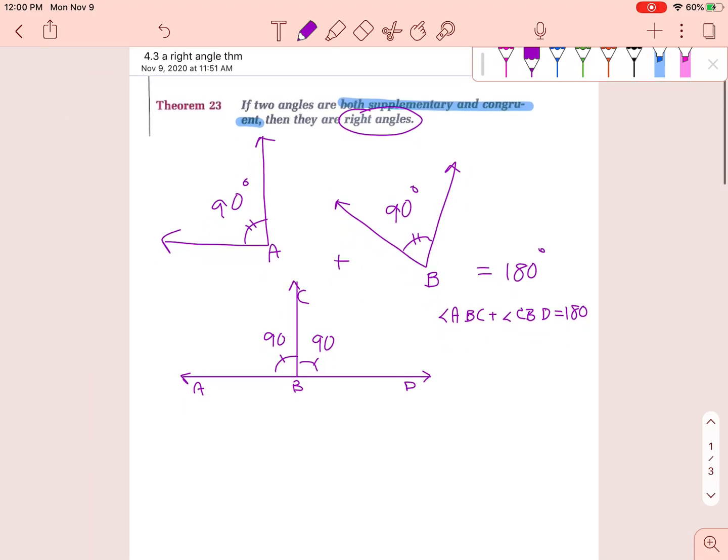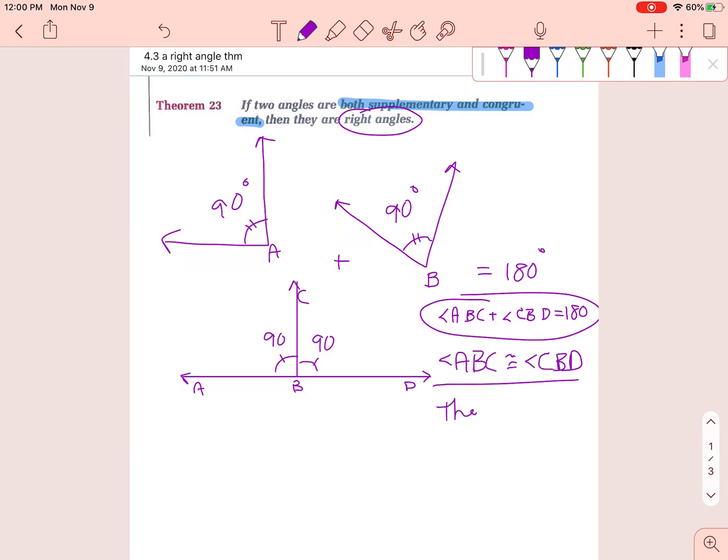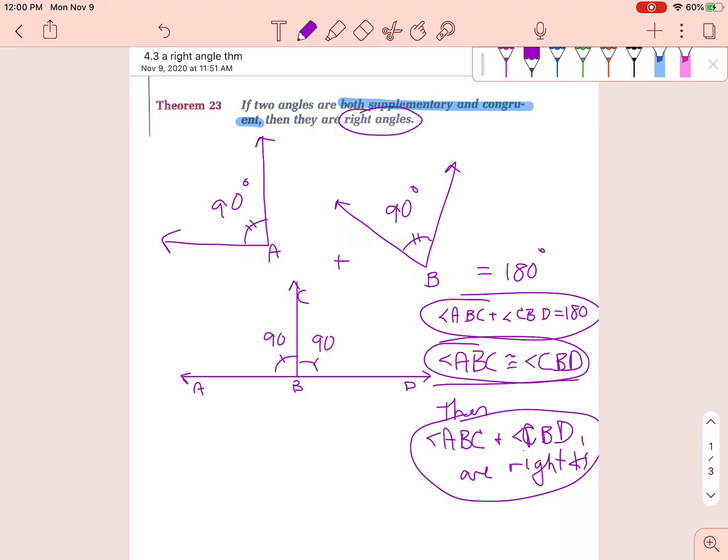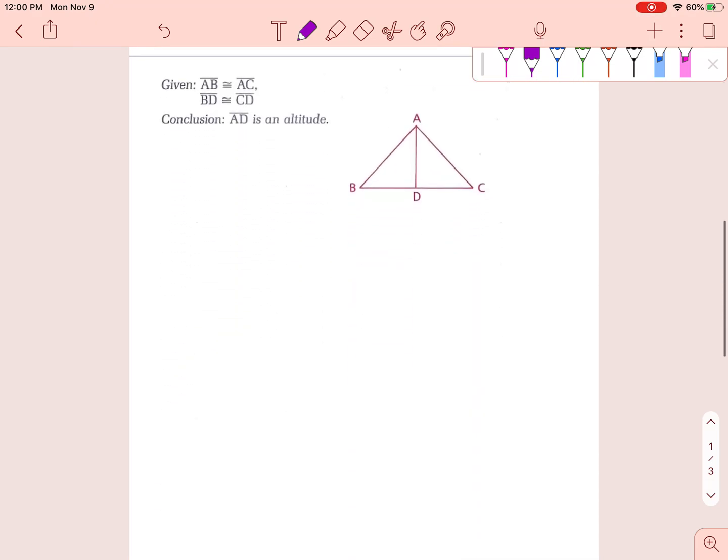That's the right angle theorem. So if you come across two angles and you can prove to me that they are supplementary and you can prove to me that they are congruent, then ABC and CBD are both right angles. Okay, so if you can prove to me they are supplementary and congruent, then they are both right angles. I know it seems very obvious. I'm going to show you guys in a proof.